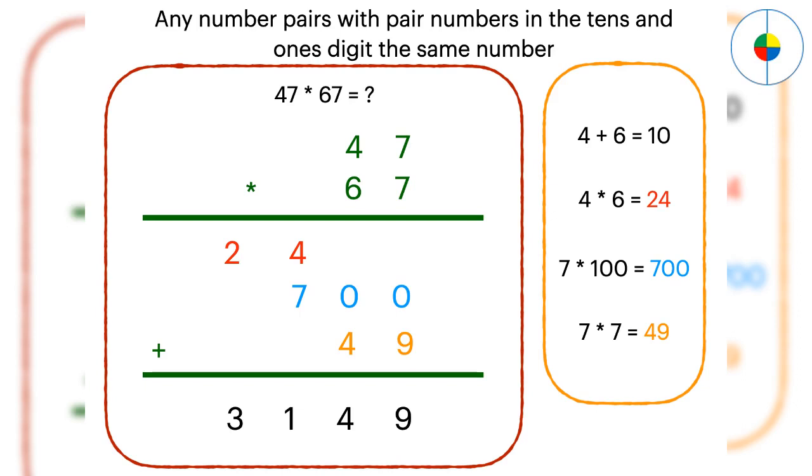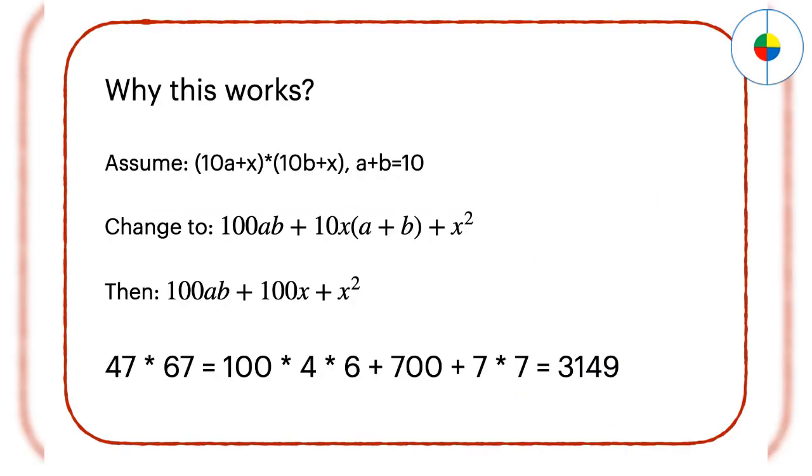Then you add the ones digit to the hundreds position. Next, multiply the ones digits and put the result into the ones position. Here is the reasoning behind it. Assume A and B are the tens digits, x is the ones digit. Since A plus B equals 10, this expression can be reorganized in a better way for easier calculation.